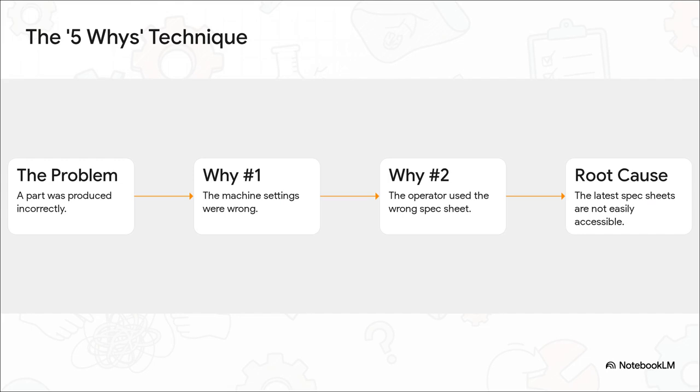Let's walk through it. A part was made wrong. Why? Machine settings were off. Okay, why were the settings off? The operator used the wrong spec sheet. Why did they use the wrong one? The latest spec sheets aren't easy to get to. Boom, there it is. The root cause isn't operator error, it's a broken document control process. By just asking why a few times, we went from blaming a person to fixing a system.